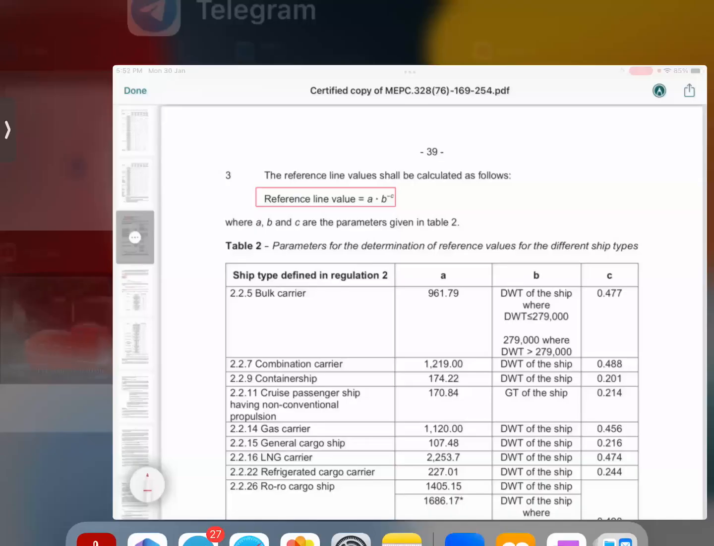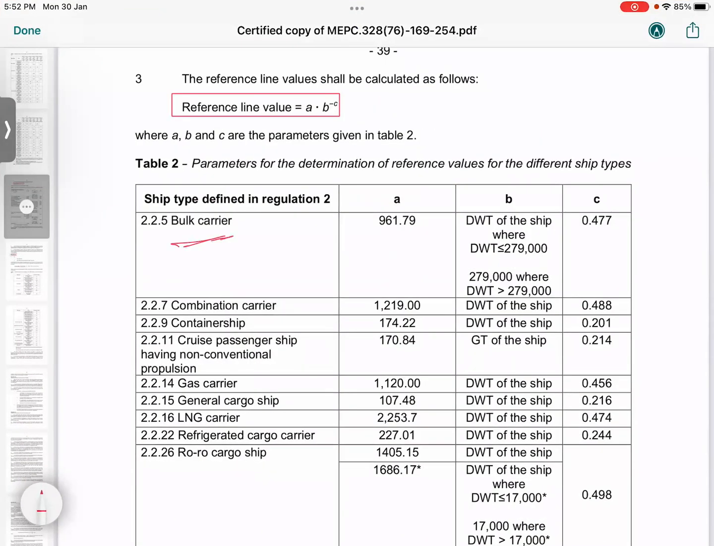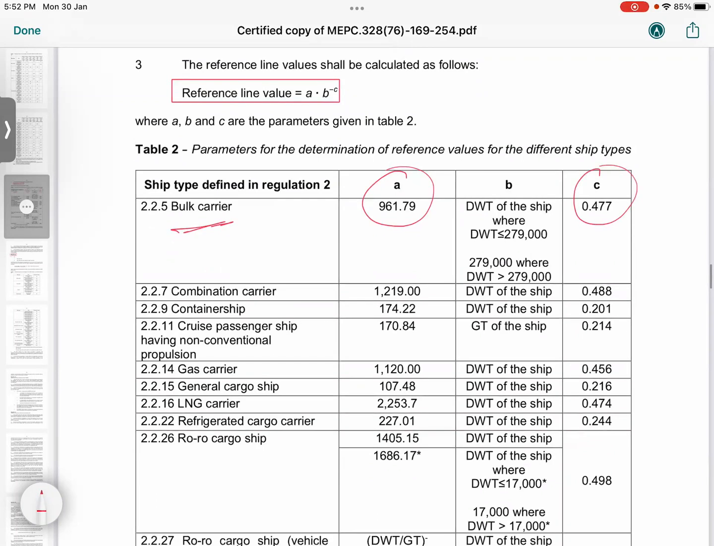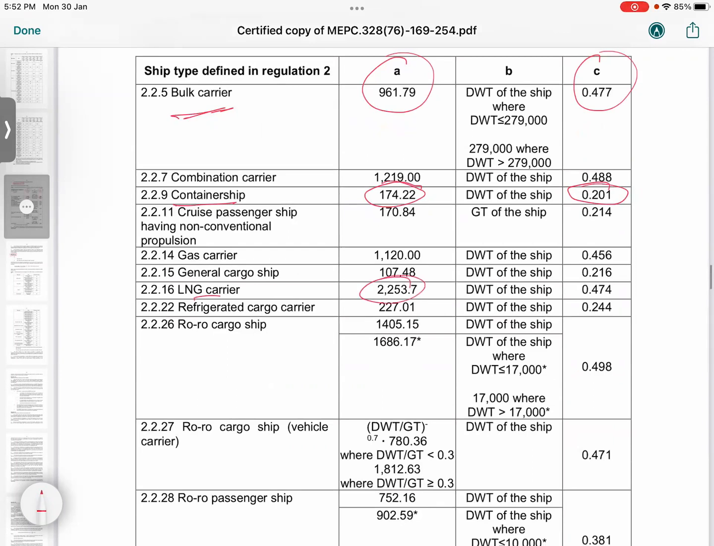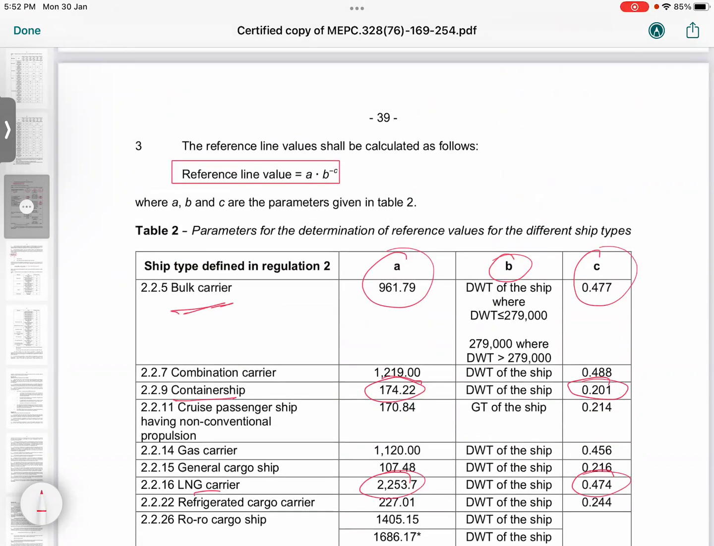See, bulk carrier, the constants are different. If you see container ship, the constants are different. LNG, every ship has a different constant, and what is the dead weight in b? So it proves that these graphs, these reference lines, are different for different types of vessel. Are you understanding, guys? Any doubt until now? Please let me know. These graphs which they plotted are ship specific. That is how you got the reference line value.